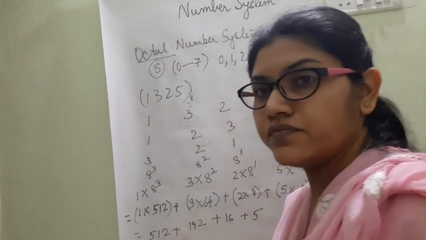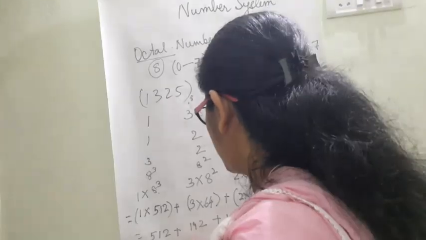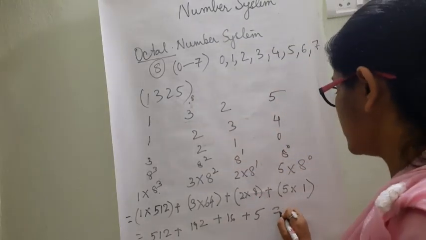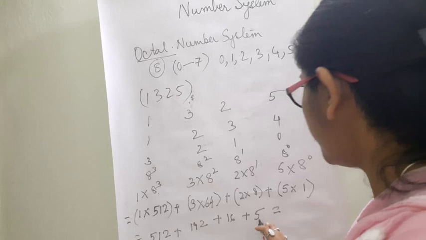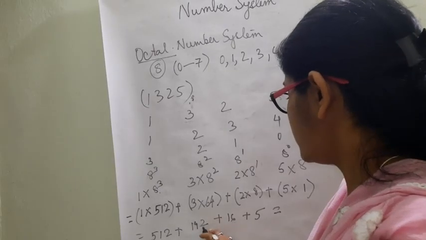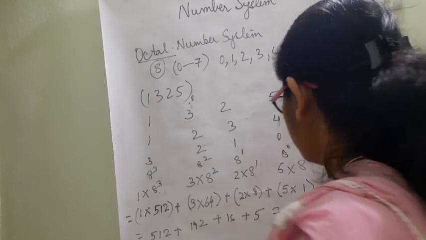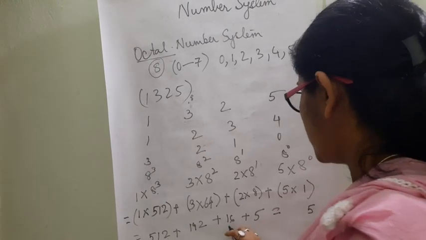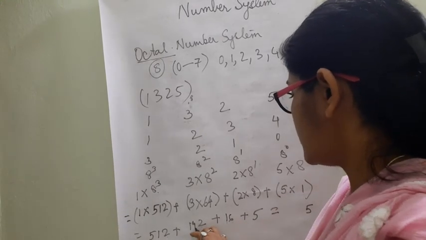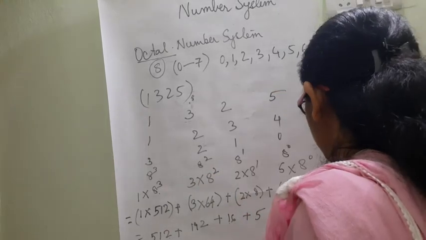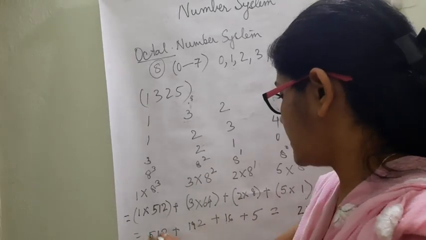I am writing the value here because it is not clear. 5 plus 6 is 11, 13, 15. Carry 1. 1, 10, 11, 12. Carry 1. 1, 5, 6, 7.